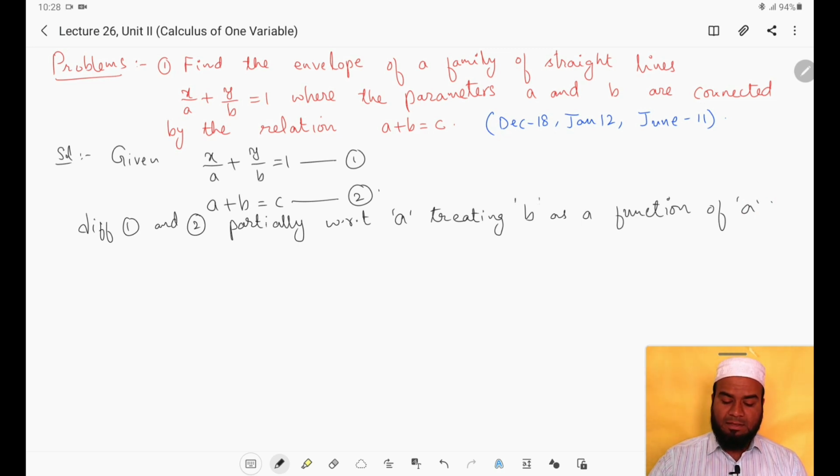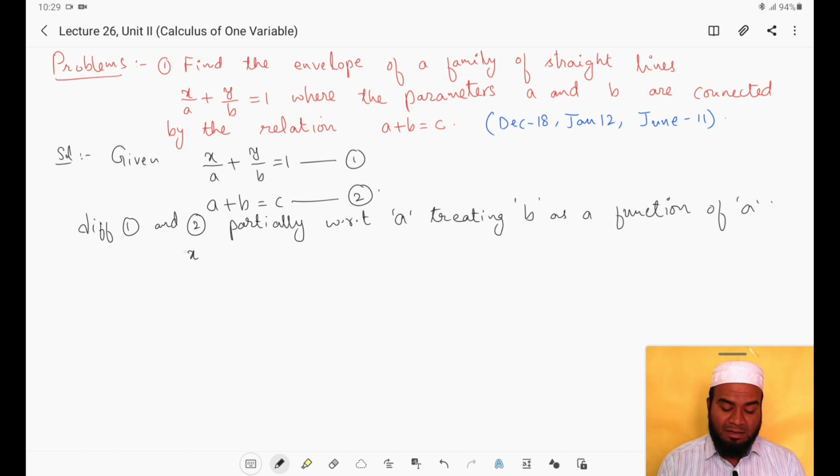So what we will get here? You see x and y will behave as constants, c is a constant. Only a and b are parameters. We are differentiating with respect to a, b will be treated as a function of a. So x will be as it is, derivative of 1 by a. Already we have seen 1 by a can be written as a power minus 1. The derivative of a power minus 1 is minus 1 into a power minus 1 minus 1. So minus a power minus 2 we will get, which can be written as minus 1 by a power 2.